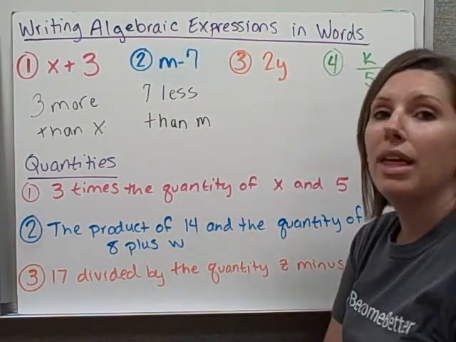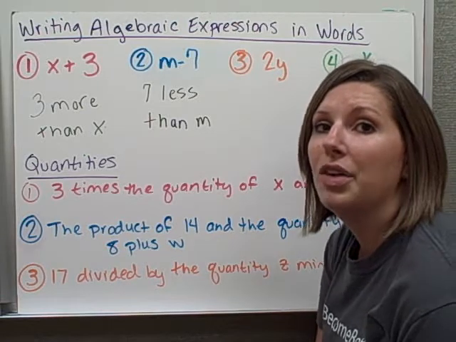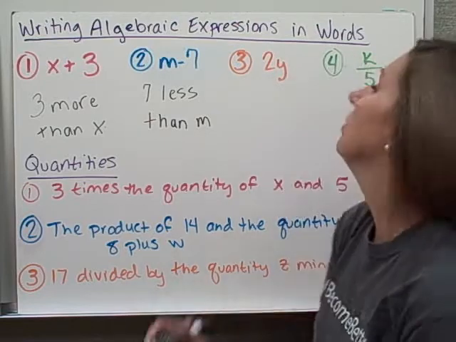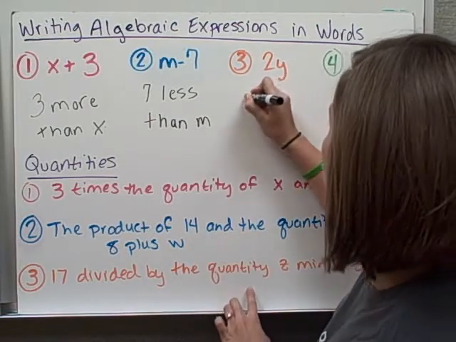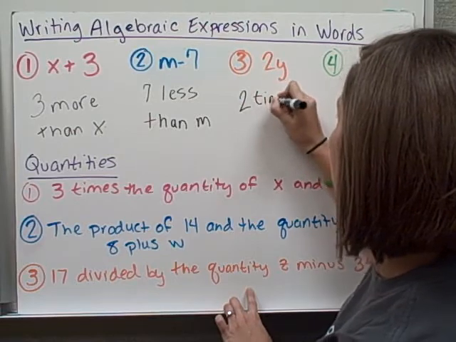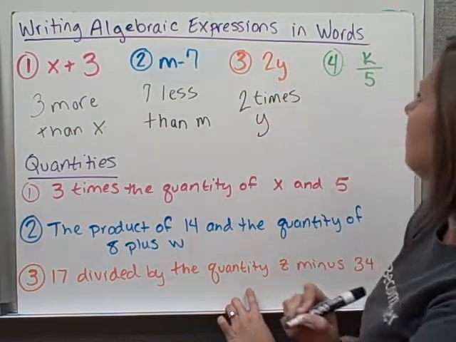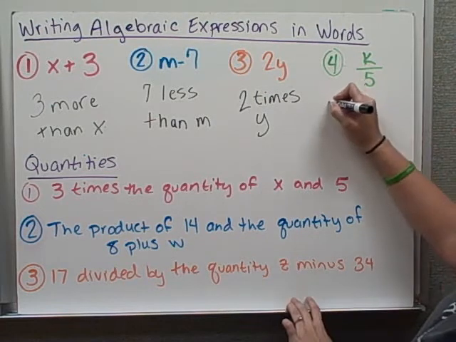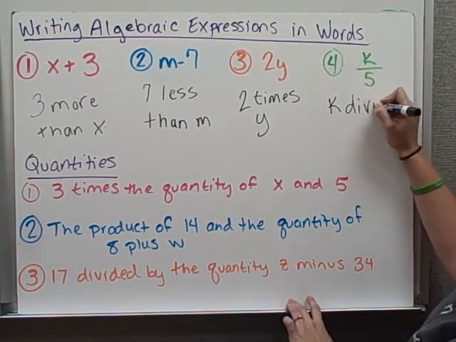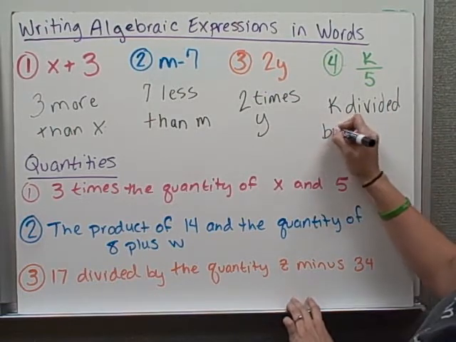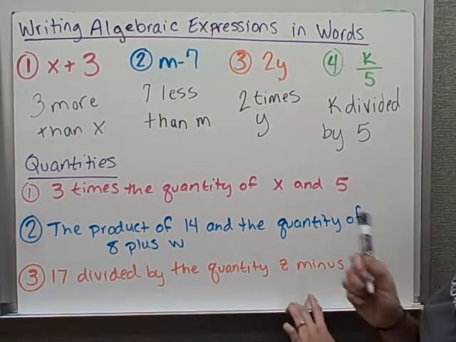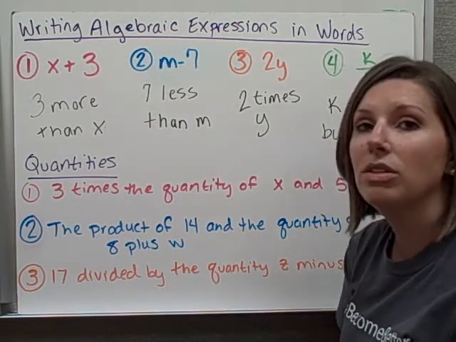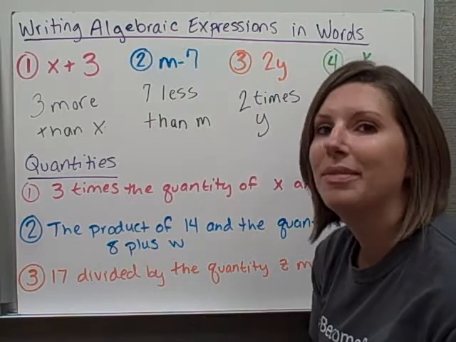Example 3, I could write the product of 2 and y. I could write 2 times y, 2 multiplied by y. Let's do 2 times y. And then the last one, k divided by 5. Again, you could write the quotient of k and 5. You could use any of those words that we saw in the beginning.